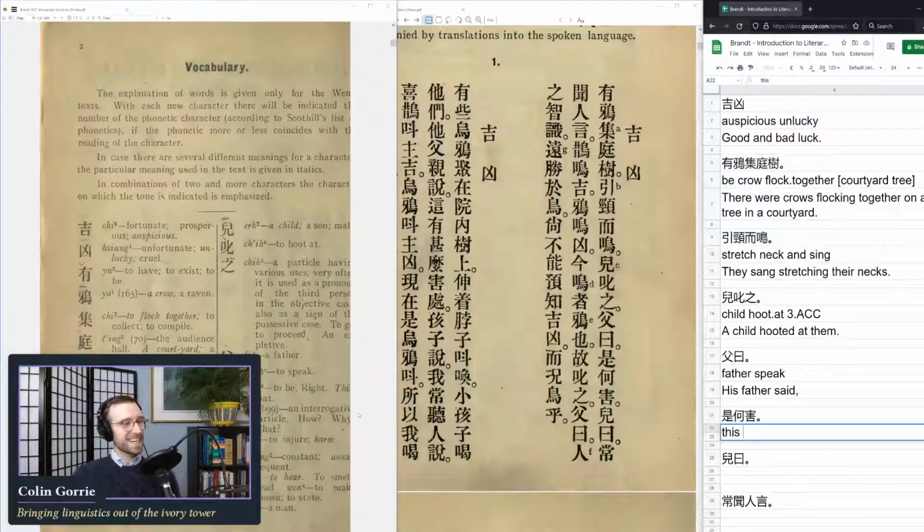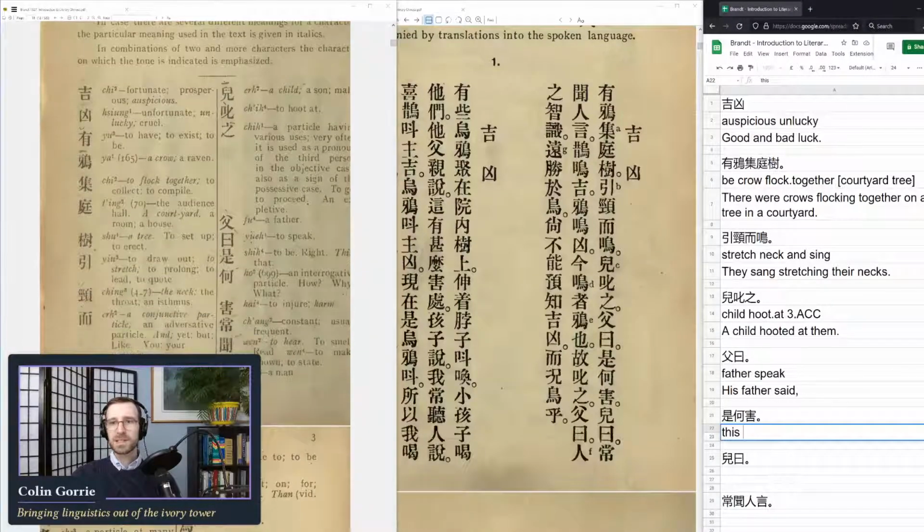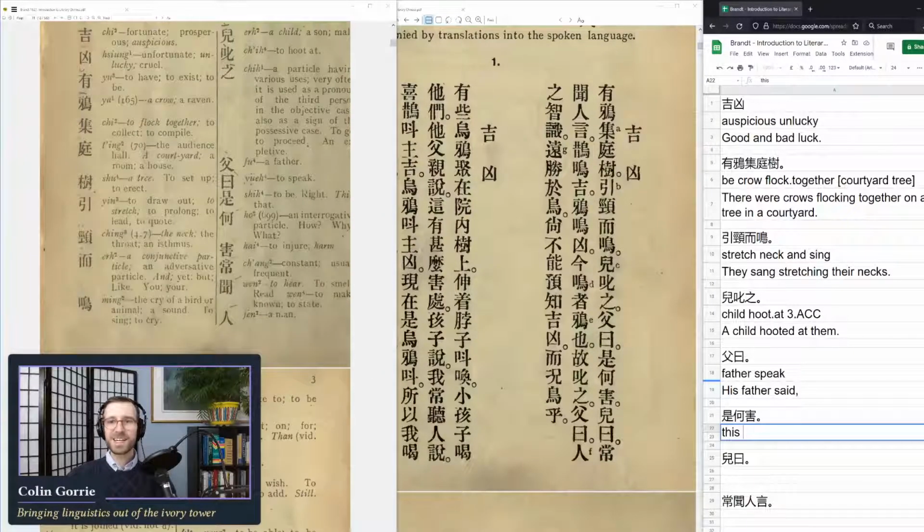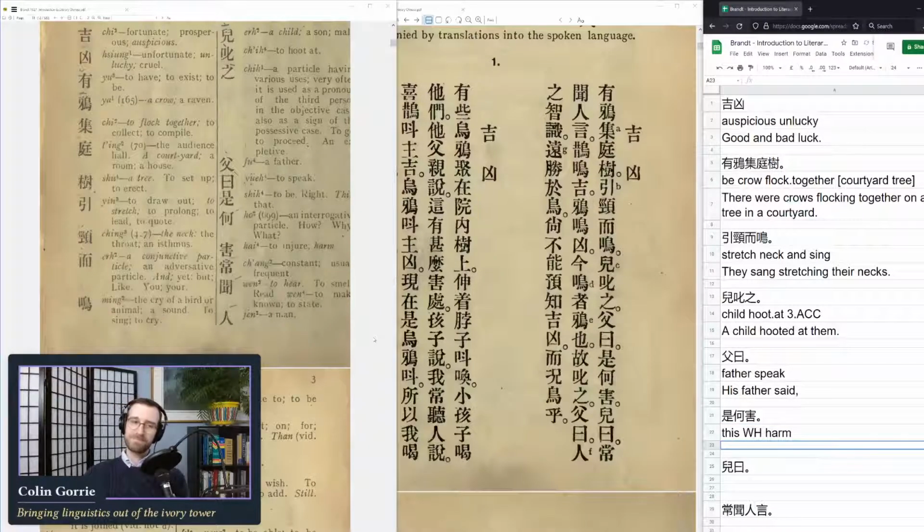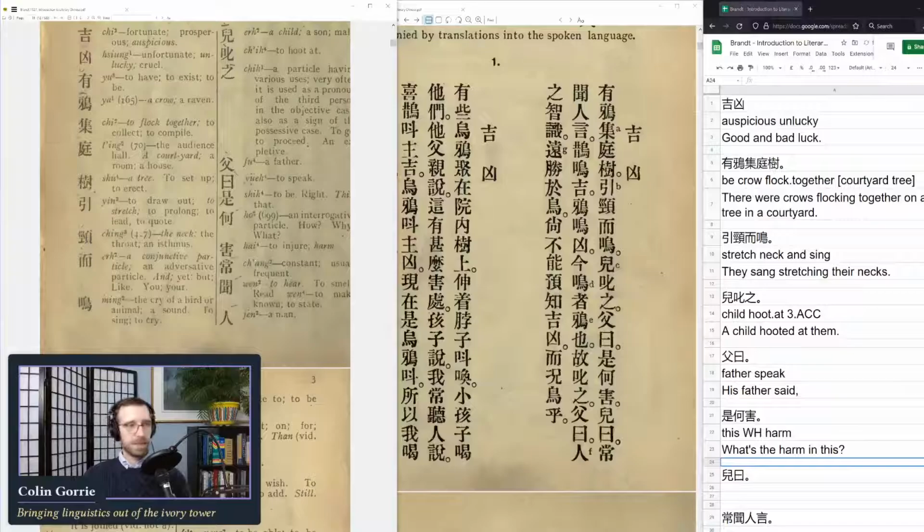So let's take advantage. This, and let's make sure you can see, because I realize my camera's blocking some of the material. This, and then he, an interrogative particle. This appears to be kind of how, why, what, so some sort of WH question. And hai, harm. So idiomatically, maybe something like, what's the harm in this? Let's see, do we get any help for this one?